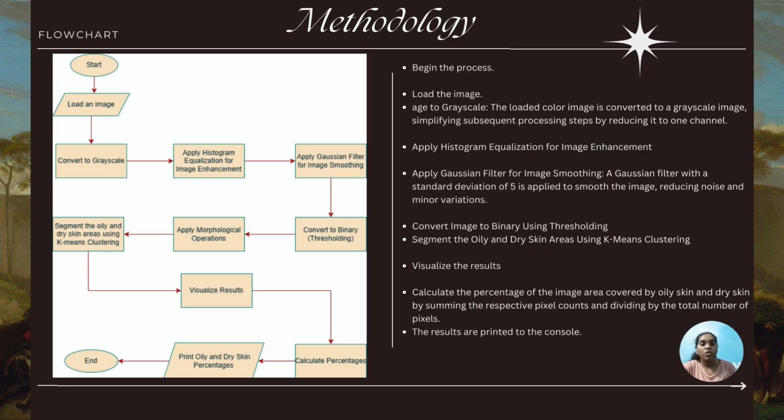and then we convert the image to binary using thresholding, and then we apply morphological operations to remove noise and fill holes, and then we segment the oily and dry skin areas using k-means clustering, and then we visualize the results. Then we calculate the percentage of the image area covered by oily skin and dry skin, and then we print out the results.